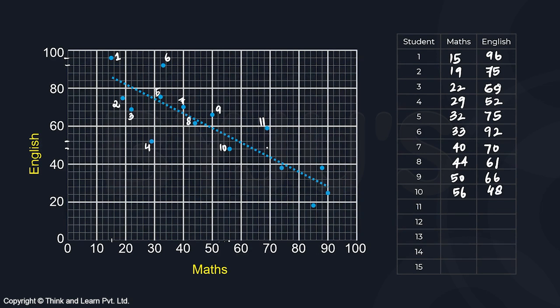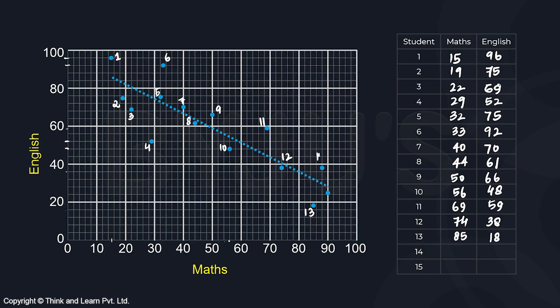Let's say this is the 11th student. He gets 69 in maths, and one less than 60, which is 59 in English. This is the 12th student. He gets 74 in maths, and in English he gets between 36 and 40, which will result in 38. Let's say this is our 13th student. The 13th student gets exactly between 80 and 90, which is going to be 85, and exactly in between 16 and 20, so this is going to be 18.